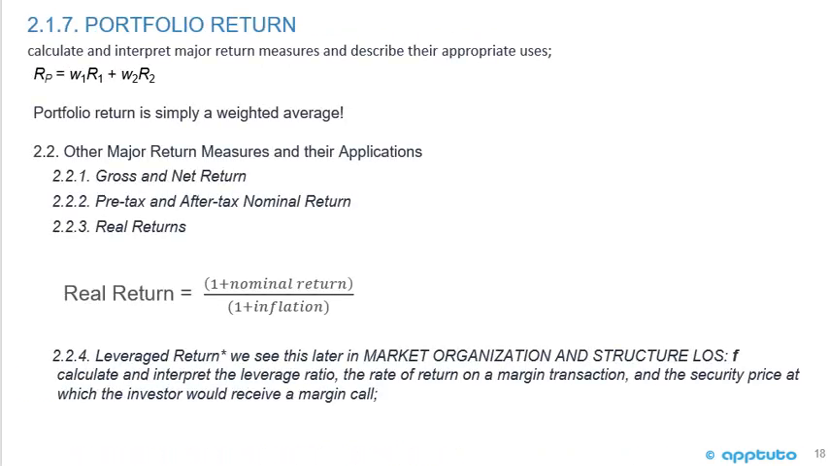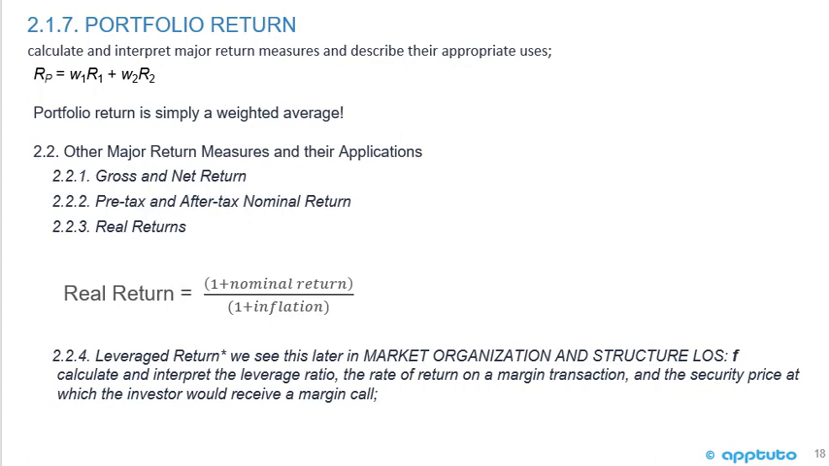So carrying along, as we recall, the LOS that we're covering is calculate and interpret major return measures and describe their appropriate uses. So with regards to portfolio returns, it is just simply a weighted average. If we look at a 2-asset portfolio, the return for the portfolio would be the weight of asset 1 times the return of asset 1 plus the weight of asset 2 times the return on asset 2. So portfolio return is easy. It's just simply a weighted average.